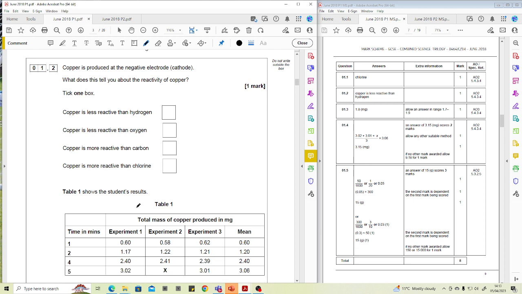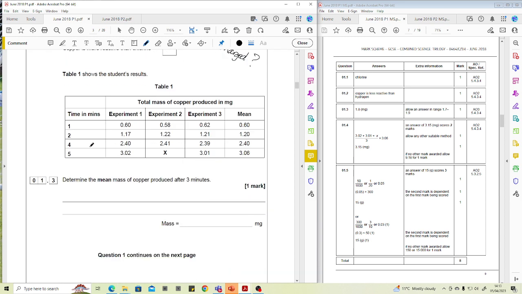Next question. Copper is produced at the negative electrode. What does this tell you about the reactivity of copper? So we are comparing whether hydrogen ions or copper ions get discharged at the electrode. So we're comparing the reactivity of copper and hydrogen, and copper is less reactive than hydrogen.